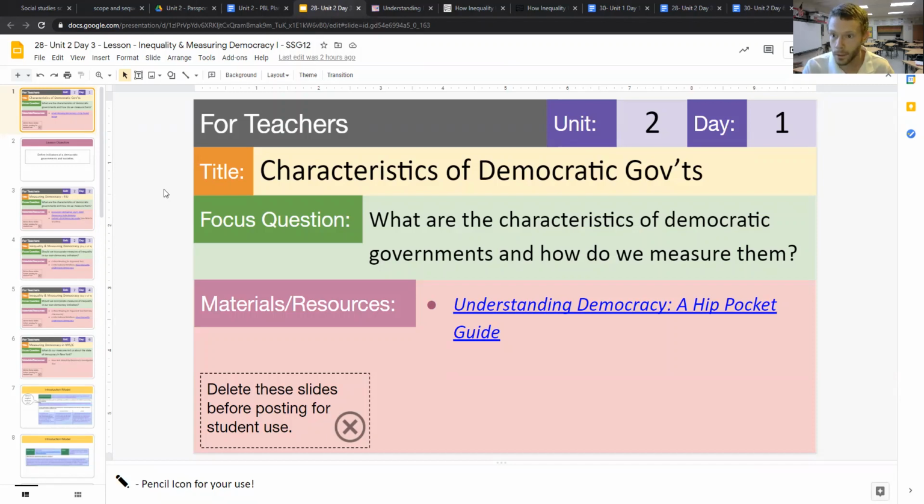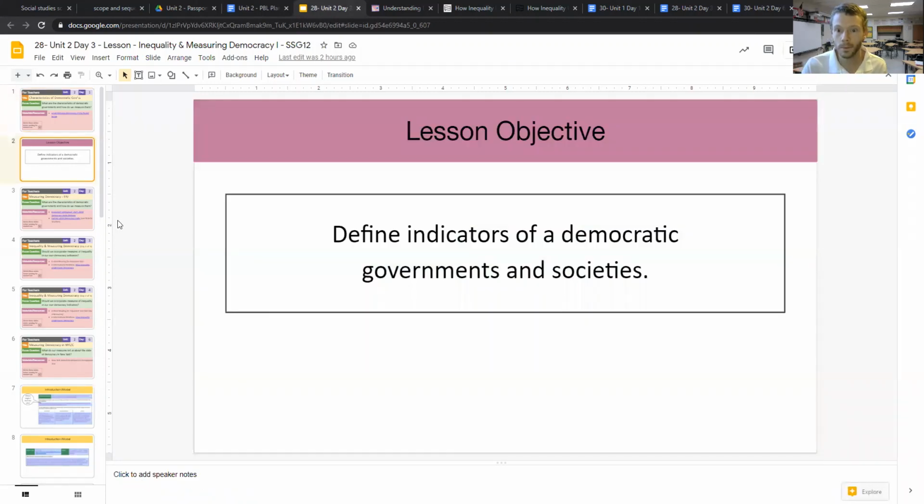So for example, in the opening day, students will analyze the various components or characteristics of democratic governments and really begin to consider how we can measure them using the resource Understanding Democracy, a hip pocket guide. And students will really look specifically at how to define indicators of democratic governments and societies.